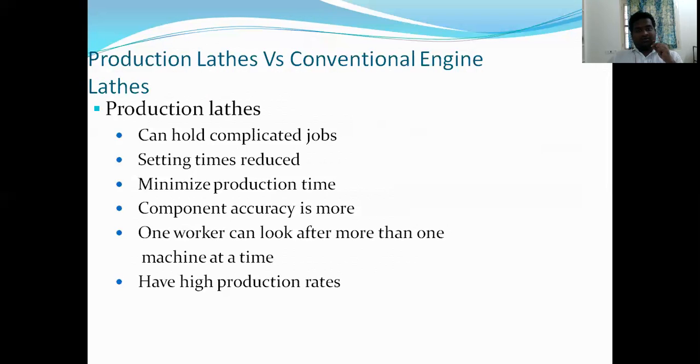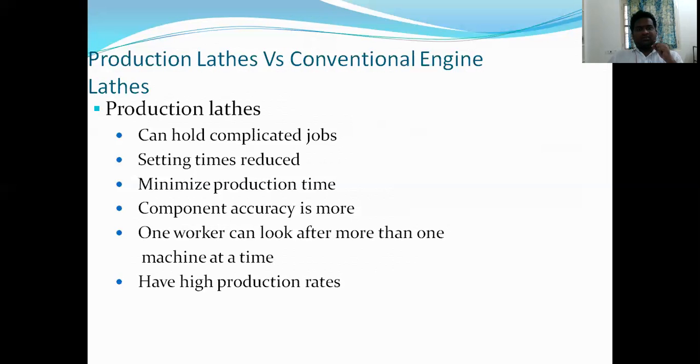Production rate means something different. Minimize the production time. If the setting time is reduced, the production time is also minimized. So productivity increases. Based on these two points, we can easily tell that productivity increases. Productivity means the number of products produced in less time, and accuracy is also more.